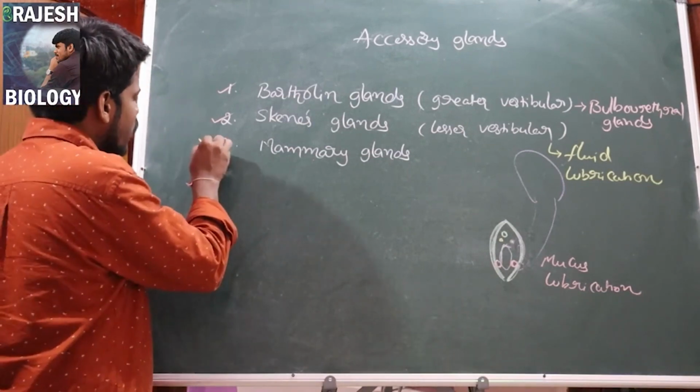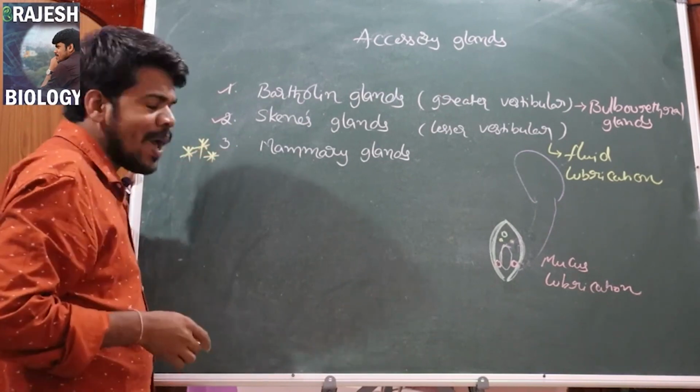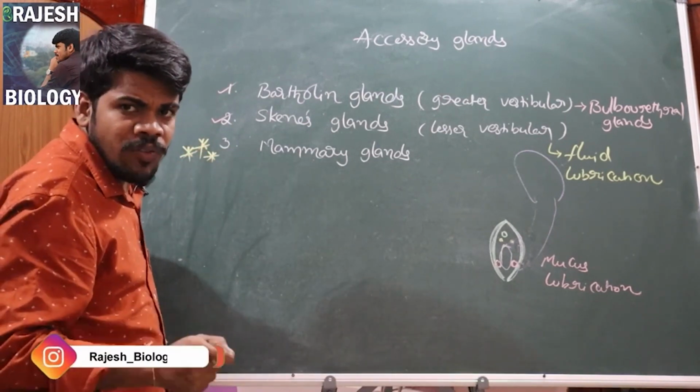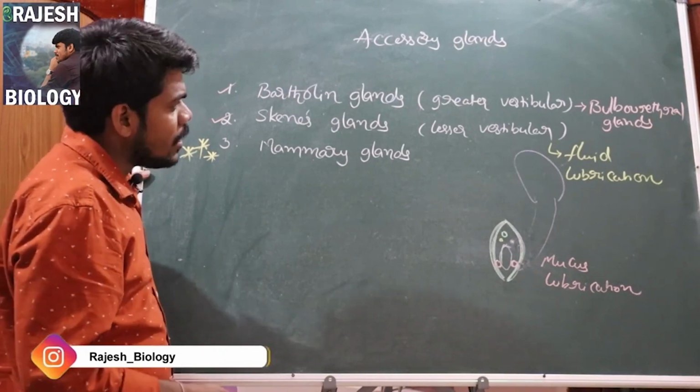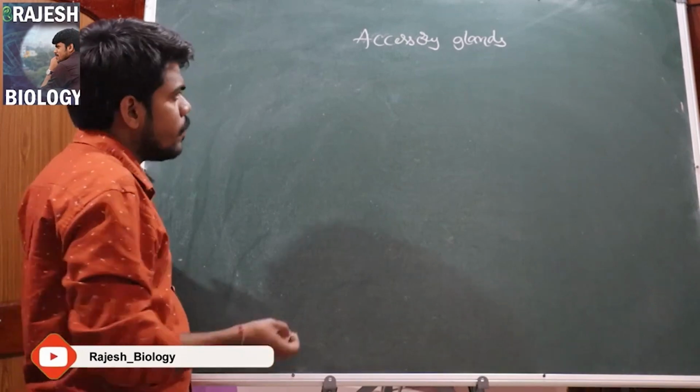And the next very important characteristic feature of the mammals, that is a pair of mammary glands. To explain that, I would like to erase this. Okay, mammary glands.